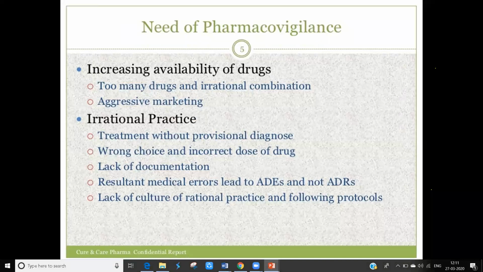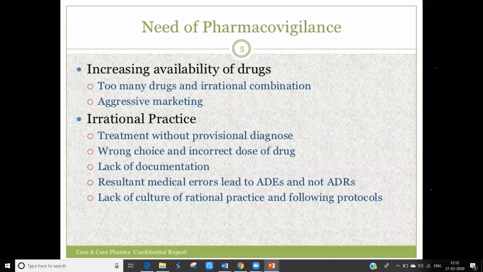So why the need for pharmacovigilance? We have seen yesterday also, there are too many drugs, irrational combinations, and aggressive marketing. Increasing availability of drugs, and also irrational practices such as treatment without provisional diagnosis, wrong choice, incorrect dose of drug, and lack of documentation result in medical errors and lead to adverse drug events, not ADRs. There is quite a difference between adverse drug events and adverse drug reactions. An adverse drug event is when there is no causal relationship with the drug. An adverse drug reaction means there is a causal relationship.